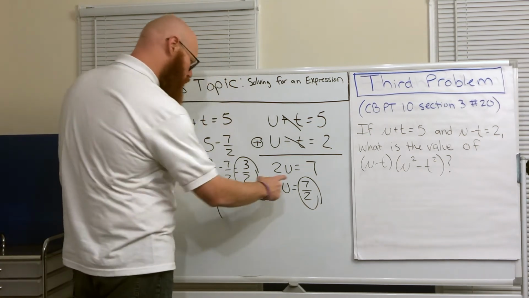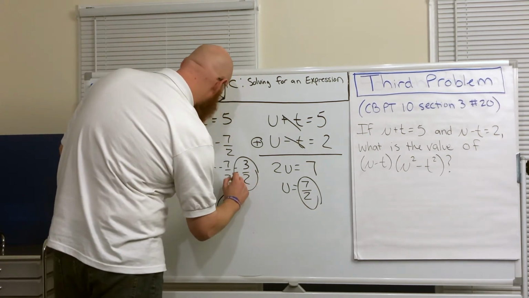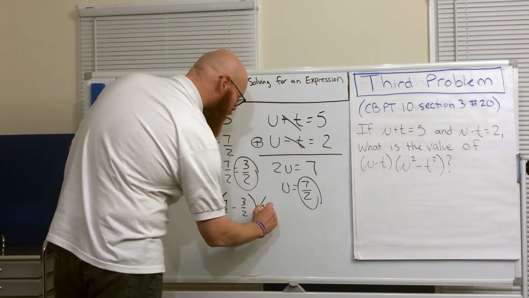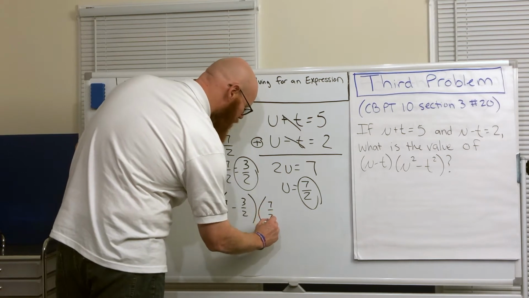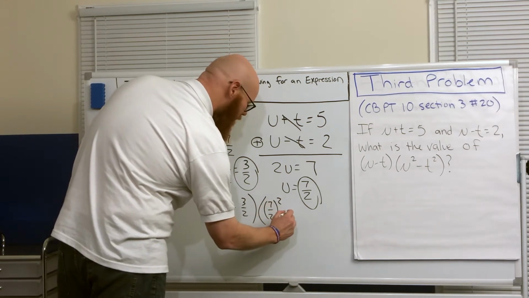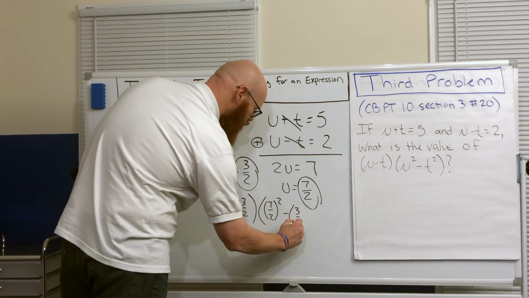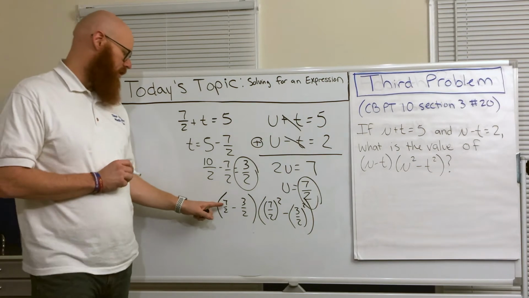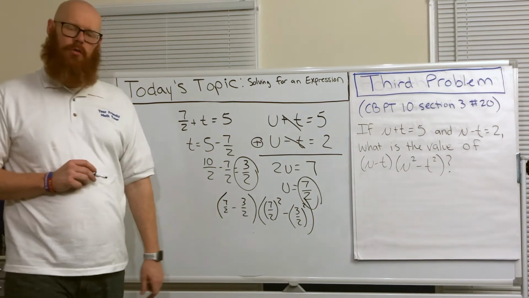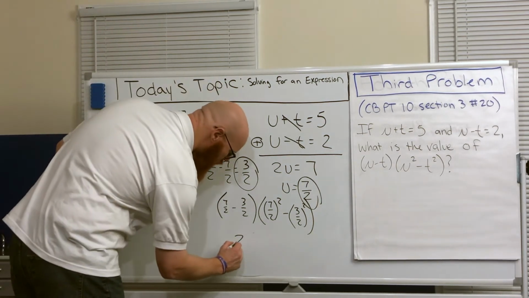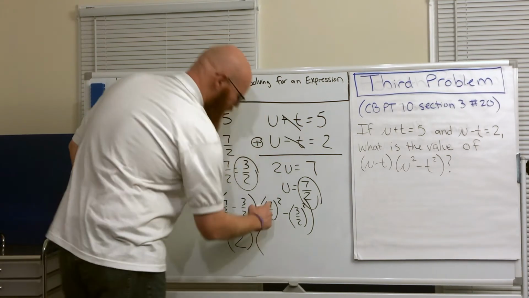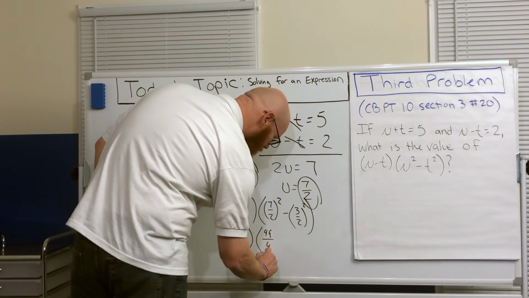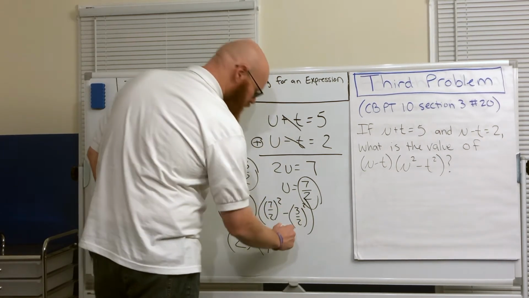So I'm going to do u, which is 7 over 2, minus t, which is 3 over 2, times u squared, which is 7 over 2 squared, minus 3 over 2 squared. And now I have to evaluate this. Well, this one's not too bad. 7 over 2 minus 3 over 2 is 4 over 2, which is just 2. And then this is 7 over 2 squared, which is 49 over 4, minus 3 over 2 squared, which is 9 over 4.